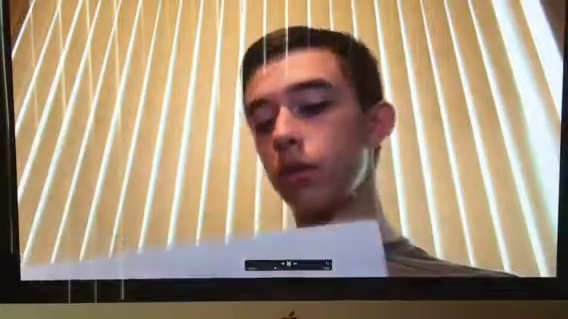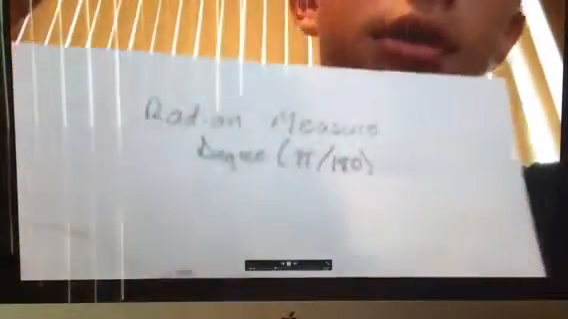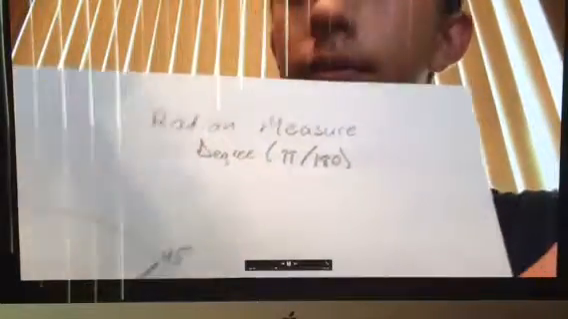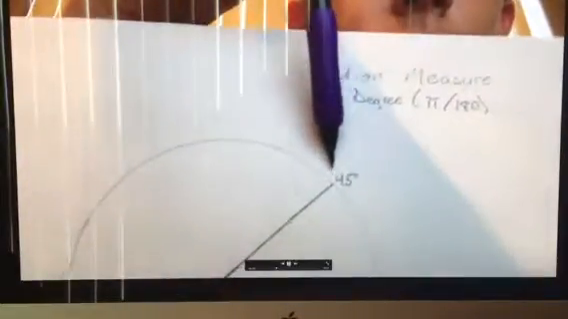Now for our final formula, we are going to find the radius measure. So our formula for finding the radius measure is going to be the degree times pi divided by 180. So here's our example. We have our degree, which is 45, and now we simply plug it in. 45, our degree, times pi divided by 180. Once we find out pi divided by 180, which is 0.017, multiply that by 45, we will get 0.784, which is our radius measure.